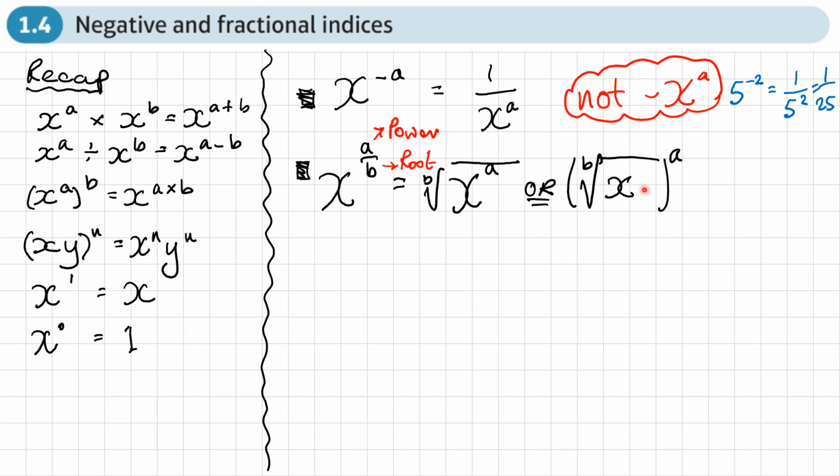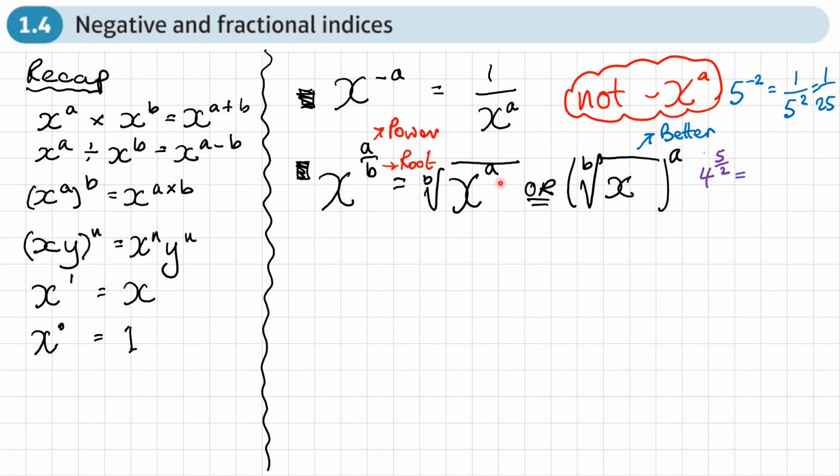The advantage with using the second method is that you'll end up with a smaller number when you find the root of a number, which you can then find the power of. I'll give you an example. So here I want to find out or evaluate 4 to the power 5 over 2.